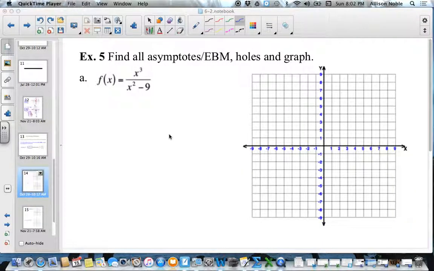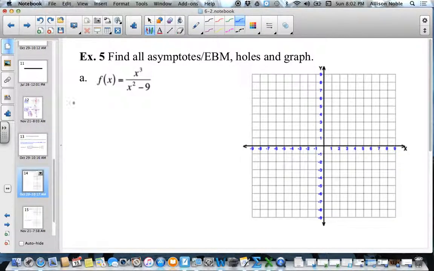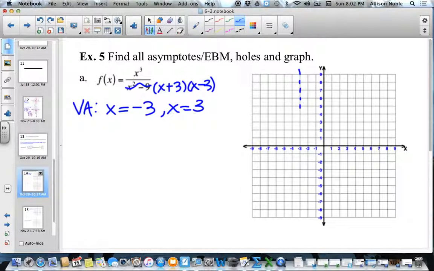Okay, so what we're going to do for this one is find all asymptotes, end behavior models, holes, and graphs. So, my vertical asymptotes, which I probably should factor to figure out what those are. So this is really (x + 3)(x - 3) to make sure I can't simplify. With (x + 3)(x - 3), it can't cancel with anything in the numerator. So I know that I'm going to have a vertical asymptote at x equals negative 3 and x equals positive 3.